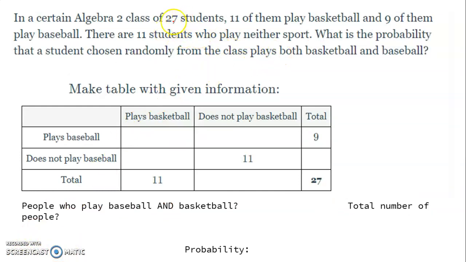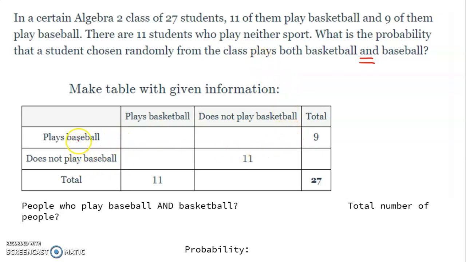Okay, I have an Algebra 2 class of 27 students, 11 of them playing basketball and 9 of them playing baseball. There are 11 students who play neither sport. What's the probability that a student chosen randomly from the class plays both basketball and baseball? So this is a probability problem with the word and in it.